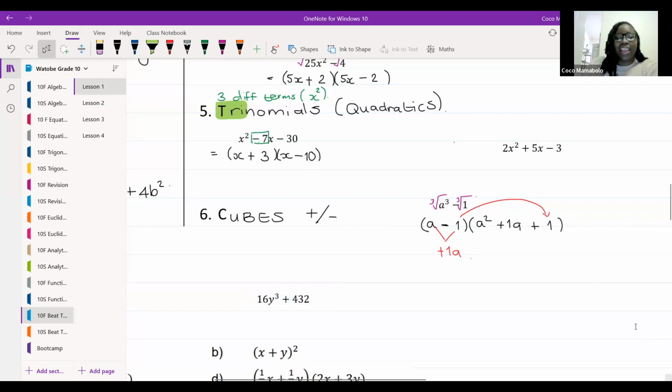So we put the leftovers in the bigger bracket. Yes, we put the leftovers in the bigger bracket.